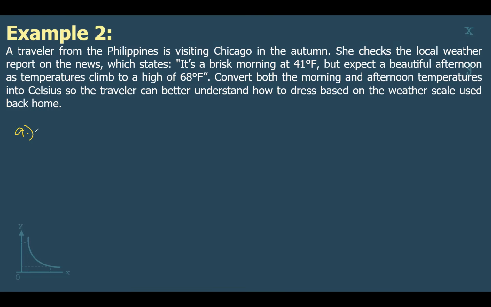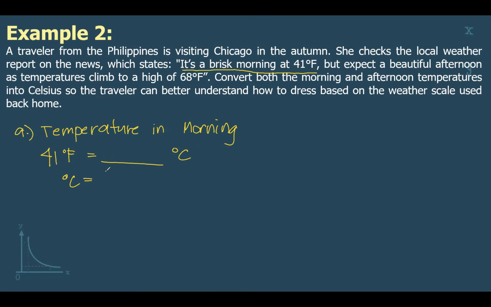Okay, so first, let us find the temperature in the morning. Okay, so we know that in the morning, it will be 41 degrees Fahrenheit. And ano po yung equivalent niya in degrees Celsius? The formula that we're going to use is the degree Celsius is equal to 5 over 9 multiplied by the quantity F minus 32. So this will give me 5 over 9. Okay, the Fahrenheit is 41 minus 32.